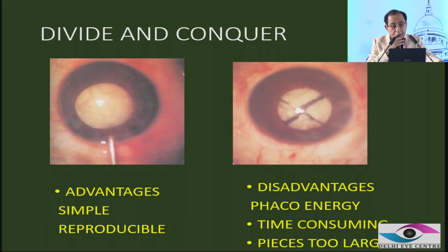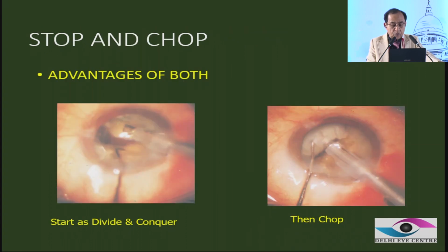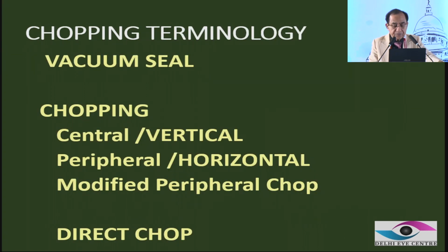This is the divide and conquer technique, where we make two trenches and then divide the nucleus into four pieces. The disadvantages of this technique were that more phaco energy was needed, it was more time consuming, and the pieces were a little too large. Then came stop and chop. Actually, stop and chop came after chopping, because in this we make a trench, then stop doing the divide and conquer and go and chop the nuclear pieces. This is what is called the stop and chop technique.